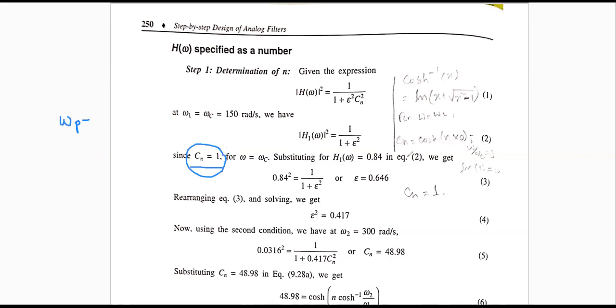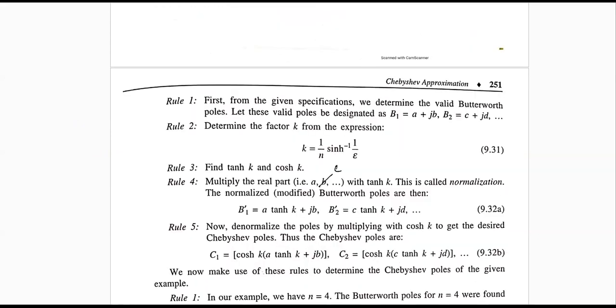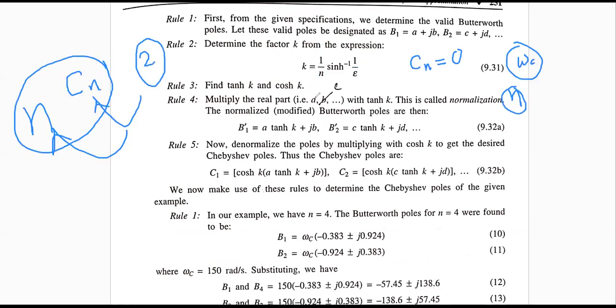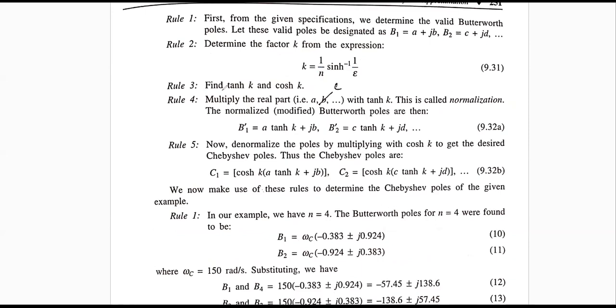So Cn is equal to 1, as already mentioned there. From there, you already know the value of epsilon. You know the value of epsilon and the value of n, so you can determine the factor k from this equation. Find the tanh k and cosh k or cos k. This is rule number 3. Multiply the real part.